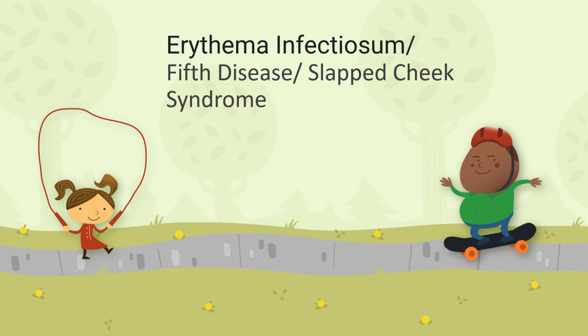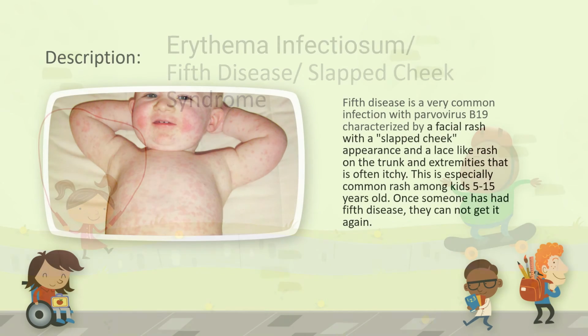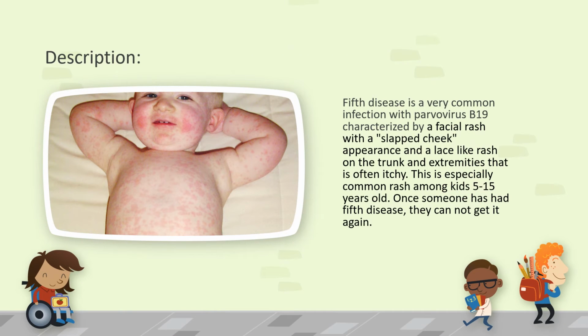Erythema infectiosum, also known as fifth disease or slapped cheek syndrome. Erythema infectiosum is known as fifth disease because it is the fifth common rash that children get in childhood. Fifth disease is a very common infection with parvovirus B19.